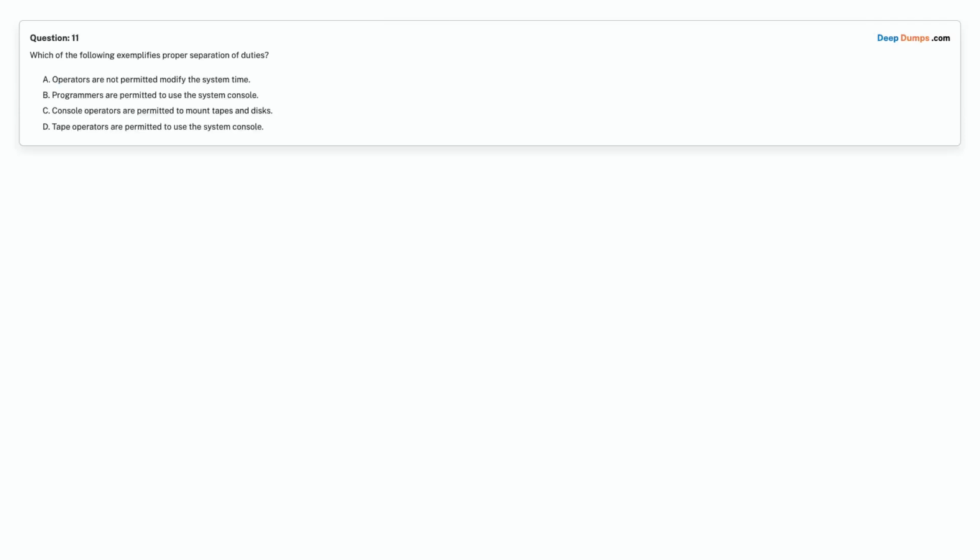Question 11. Which of the following exemplifies proper separation of duties? Option A. Operators are not permitted to modify the system time. Option B. Programmers are permitted to use the system console. Option C. Console operators are permitted to mount tapes and disks. Option D. Tape operators are permitted to use the system console. Choose the correct answer.